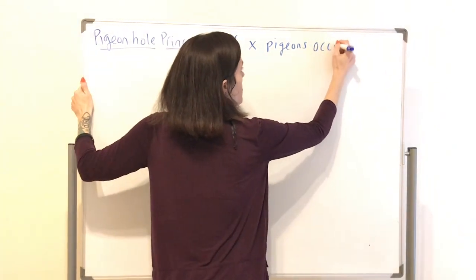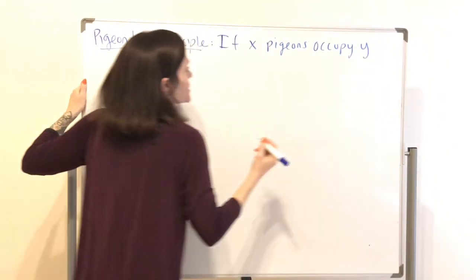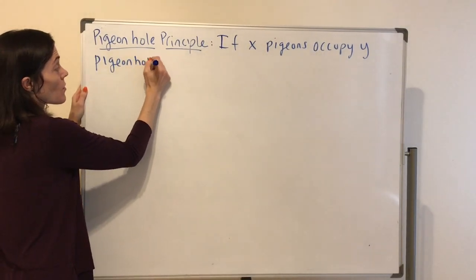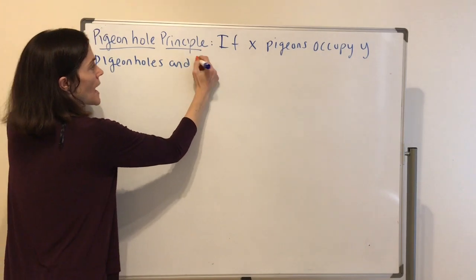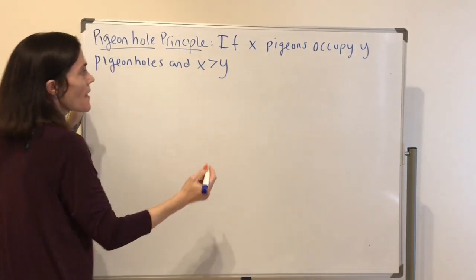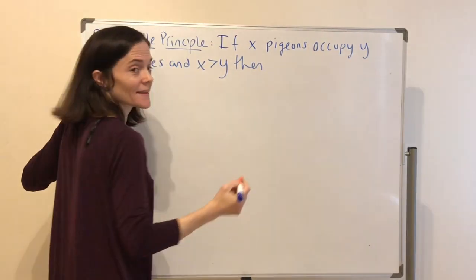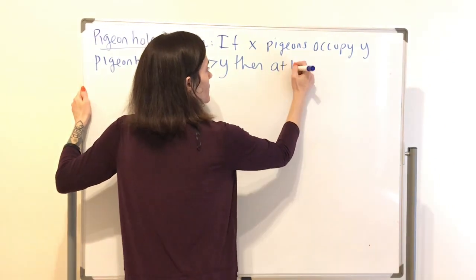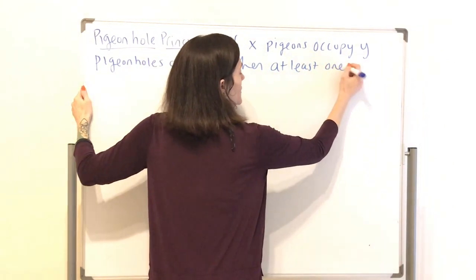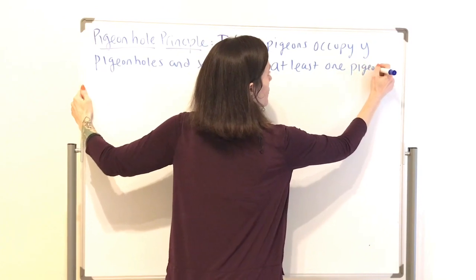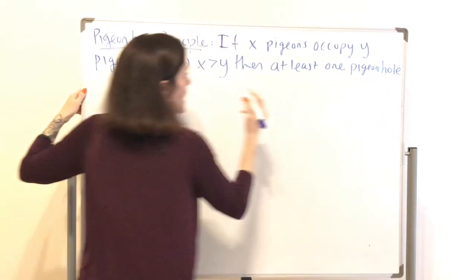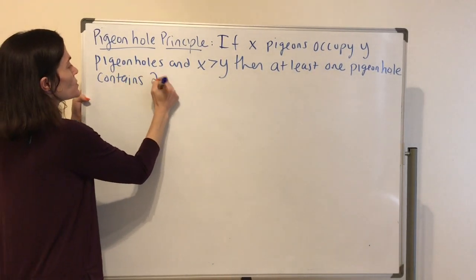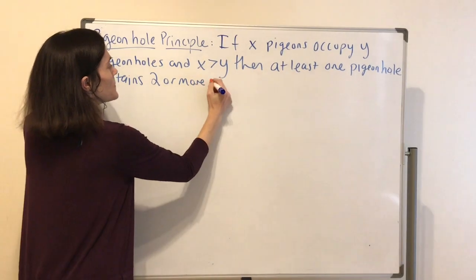And okay, so this says if X pigeons occupy Y pigeonholes, and X is bigger than Y, then, now you have to be careful about your conclusion here. It says the following: at least one pigeonhole contains two or more pigeons.